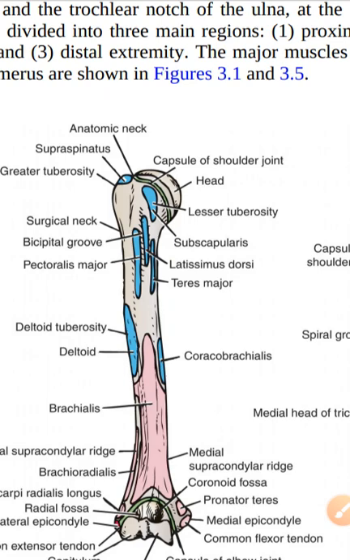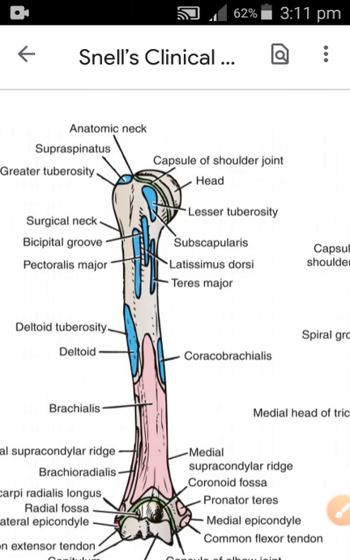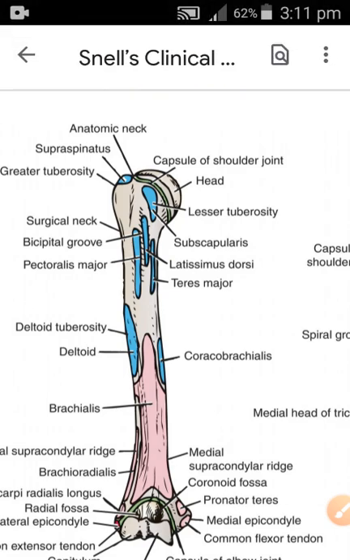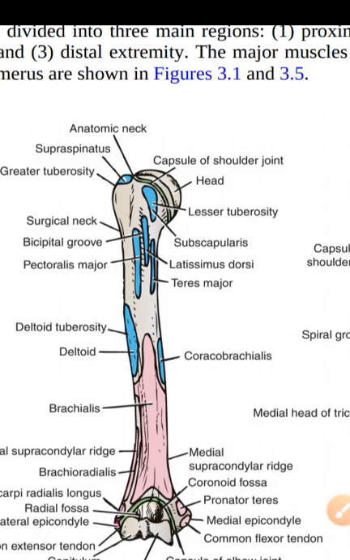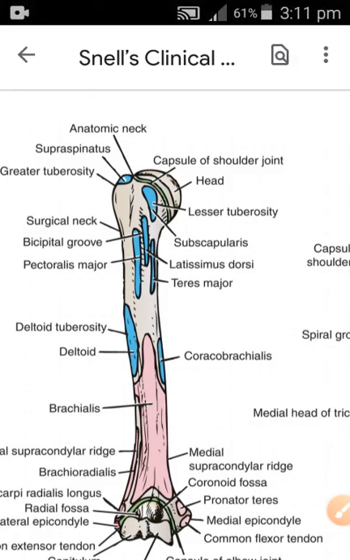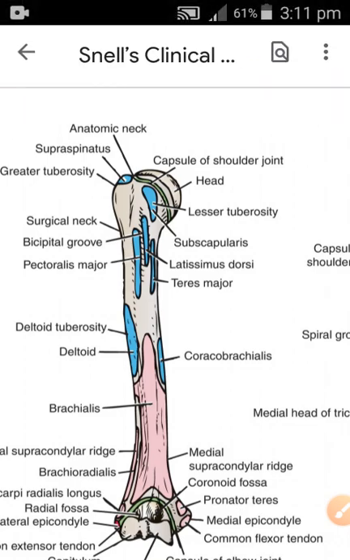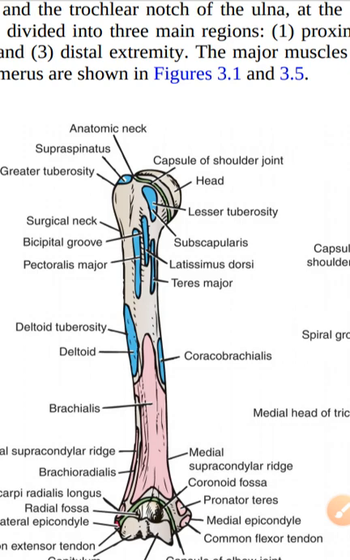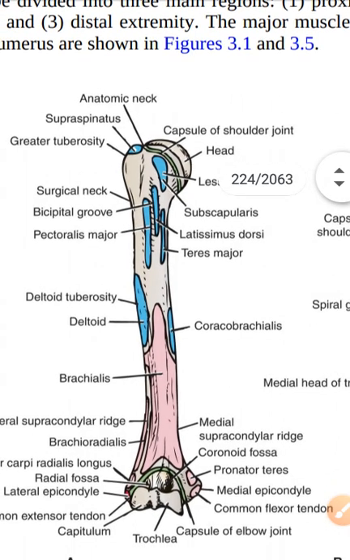So this is the head of the humerus. This is the greater trochanter. On the lateral side, this is the lesser. This is the greater tuberosity. This is the lesser tuberosity. And sorry for the inconvenience, trochanter is present on the femur, and the tuberosity is present on which bone? On the humerus. So sorry for the inconvenience. This is the lesser tuberosity. This is the greater tuberosity.